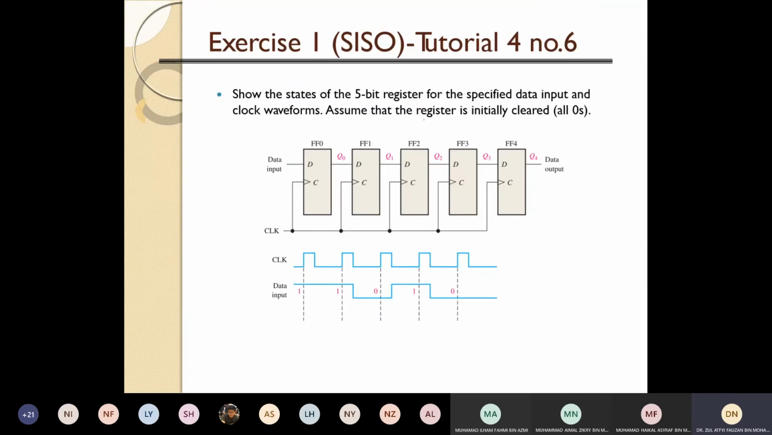Okay, so you can do this exercise. So we will discuss next week. Next class we will start from this slide. Okay.